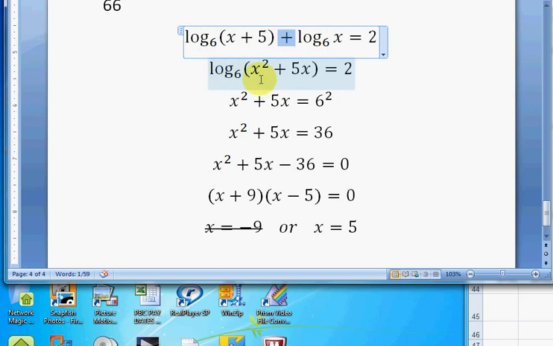Now this becomes a lot like what we just did. I now have a single log equals a constant. I'm going to rewrite this. Logs give you exponents. My base is 6, so that's 6 squared, and the other side is simply what's inside the log, x squared plus 5x. If I reduce the 6 squared, I get x squared plus 5x is 36. Bring the 36 to the other side, and I factor. I get x plus 9 times x minus 5 is 0. That gives me negative 9 and positive 5. But I have to take a step backwards because if I plug negative 9 into my original equation, I get negative numbers inside my logs, and I can't have that. So I eliminate the negative 9, and I have a single solution, x equals 5.